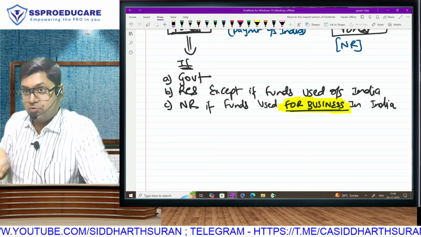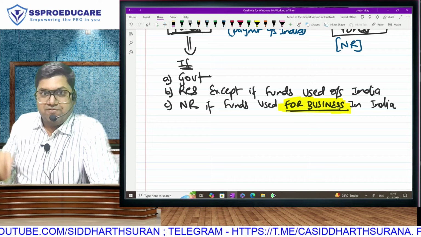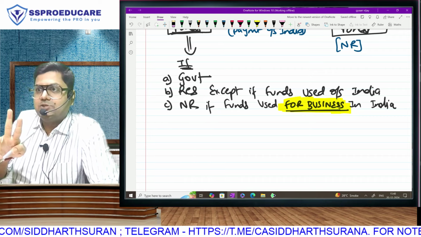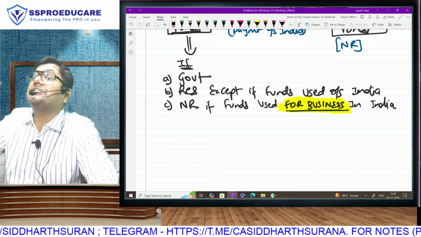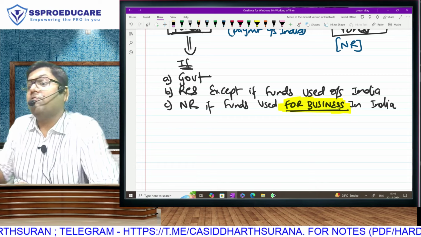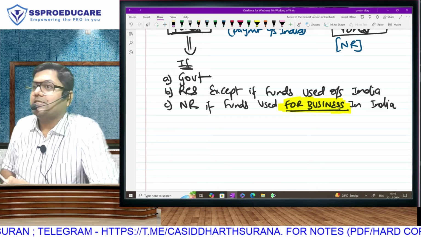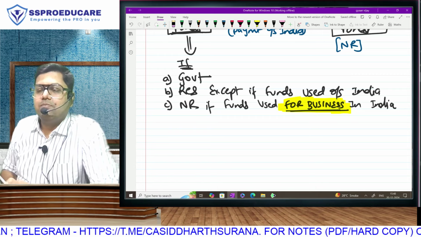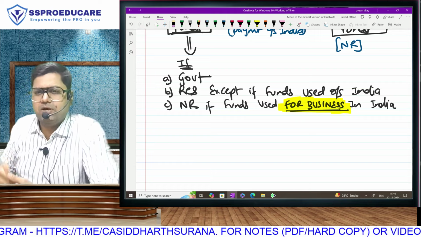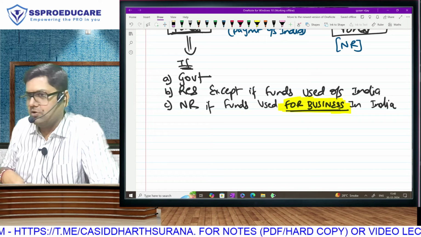Then why are we deeming it to be Indian income? If the government is paying, funds are used in India without mentioning anything. If a resident is paying, then also funds are used in India, except if used outside India, then we will remove it. And if a non-resident is paying, we will consider it only if funds are being used in India, but only for the purpose of business. Small defect, but this is what you will have to take home from here. Okay.